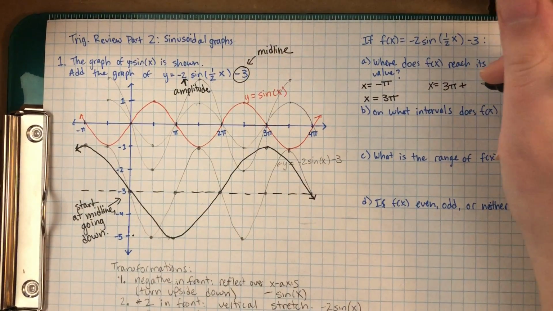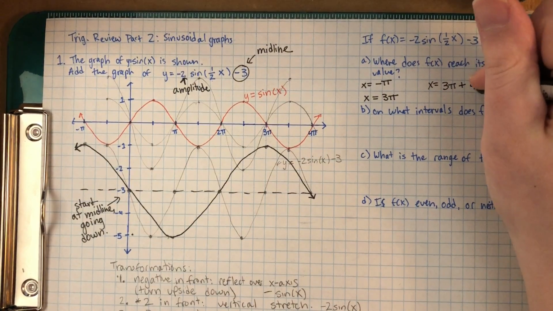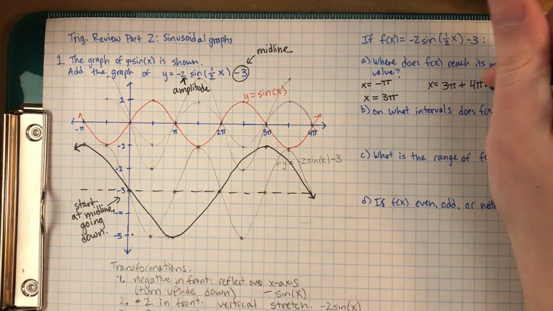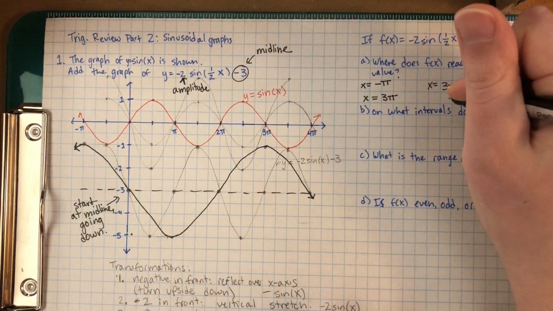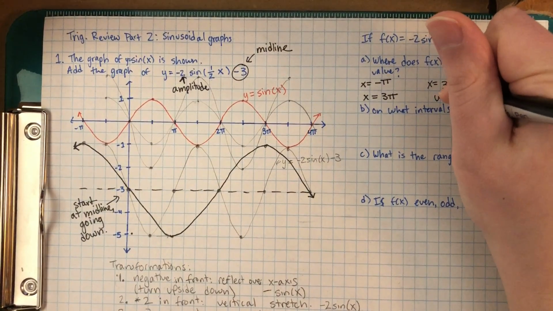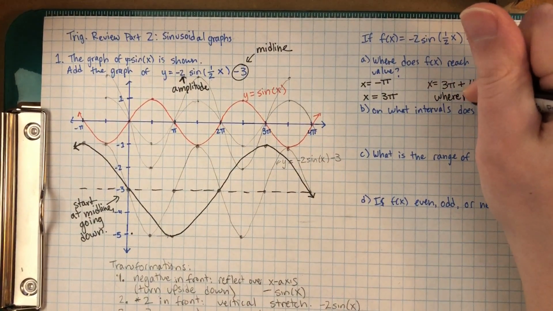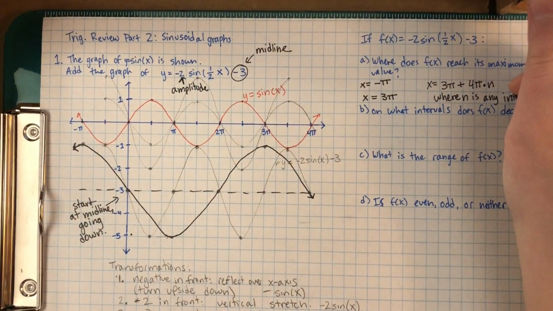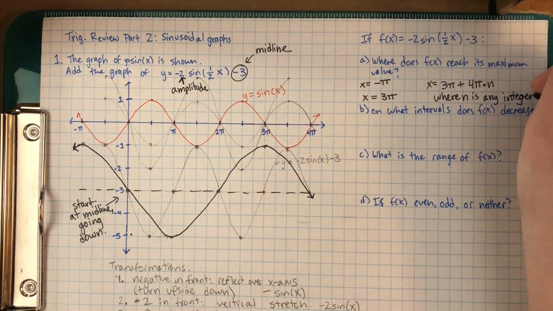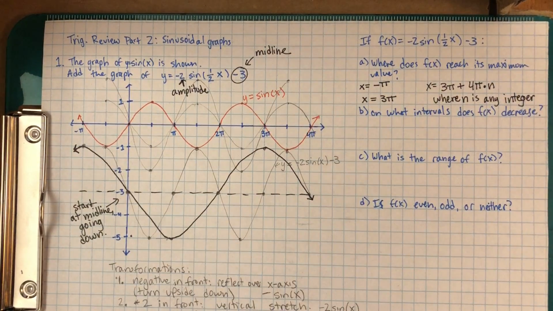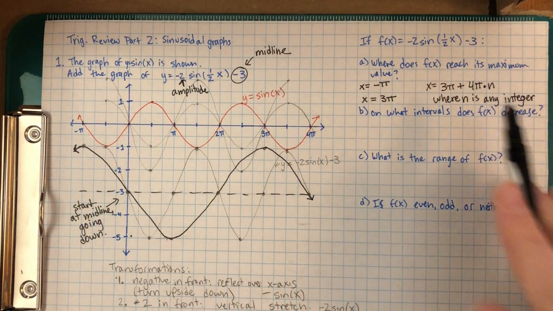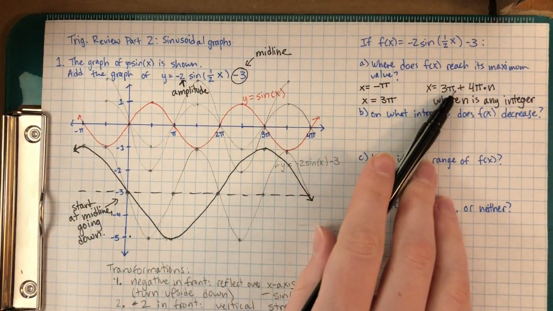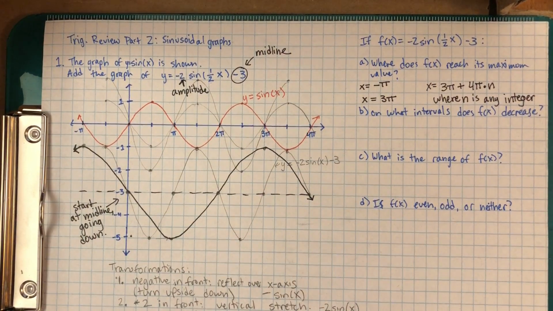And then I'm going to add the period times n, and I'm going to say where n is any integer. Meaning I could add any multiple of 4 pi to this original x value to find another location where the function reaches its maximum value.